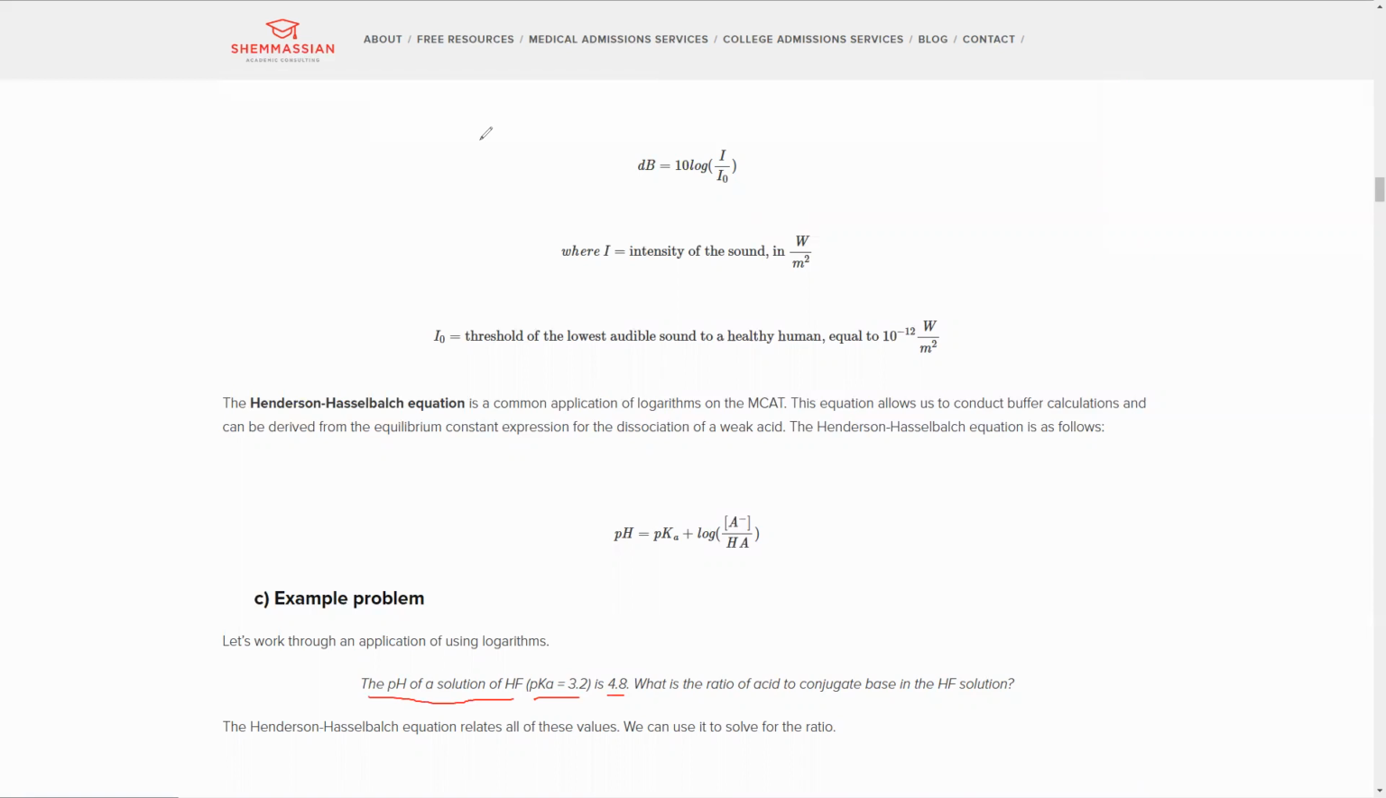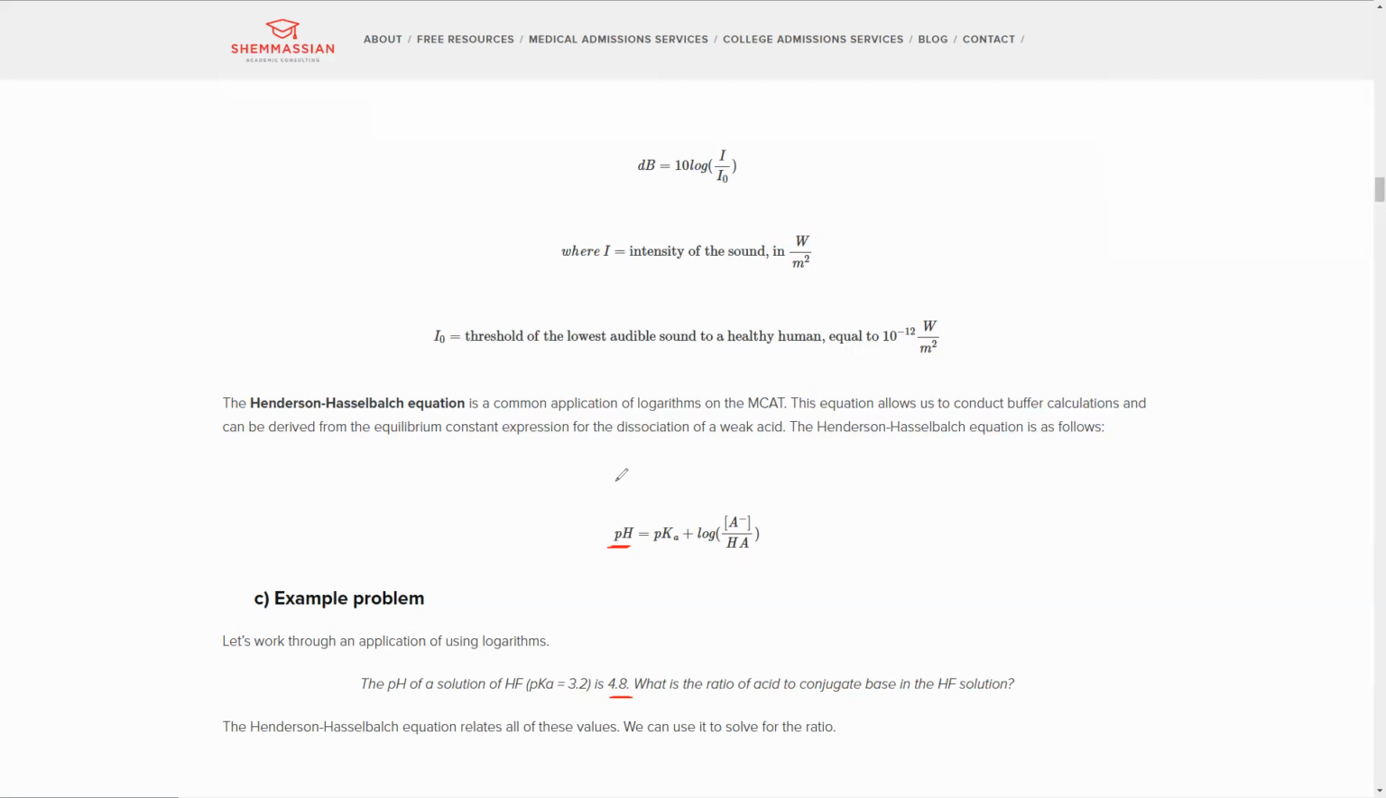Okay, so again, let's start with what we have been given and what we want to get. What have we been given? The pH is 4.8, so we have the pH. The pKa is 3.2, so we have the pKa. And then the ratio of acid to conjugate base. They're just talking about the ratio here. So how do we solve for this?